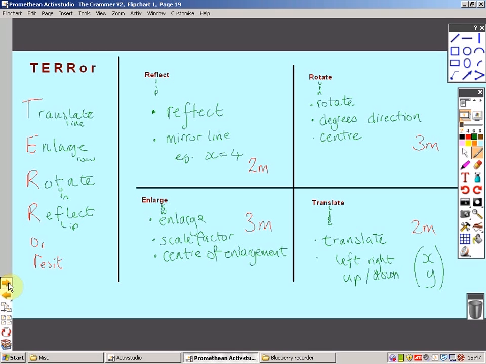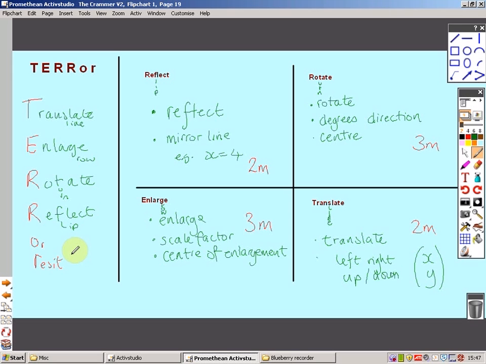Okay, the big one, worth up to 8 marks sometimes. Terra, transformations. Let's remember it. We say terra, translate, enlarge, rotate, reflect, or you're resitting because you won't get those important 8 marks. Translate is a S for slide, enlarge is a G for grow, so when the shape gets bigger. Rotate is turn, reflect is flip.